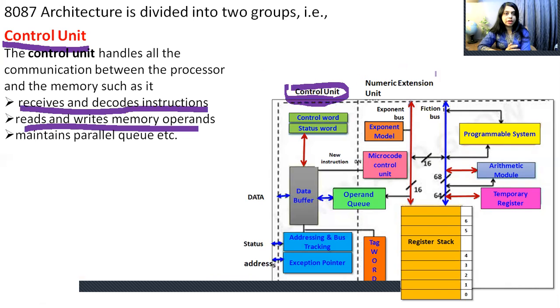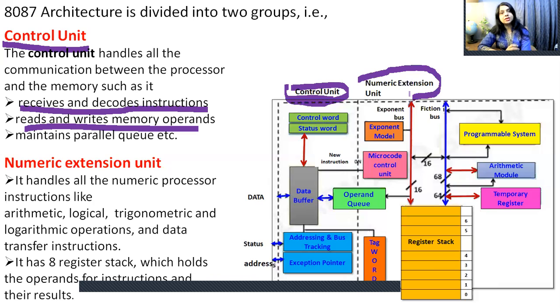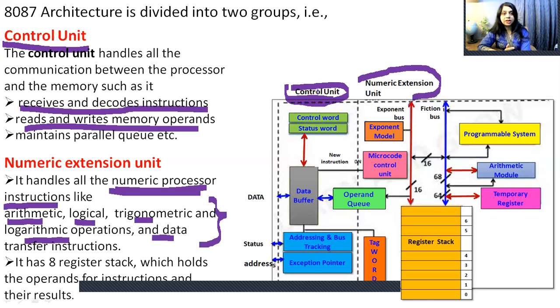The next part of 8087 architecture is the numeric execution unit. You can see here, this is the numeric execution unit. What this numeric execution unit does is handle all numeric processor instructions. So this numeric execution unit is responsible for execution of numeric processor instructions. Numeric processor instructions means which instructions? The arithmetic instructions like add, subtract, multiply, division, trigonometric instructions like sine, cos, tan, logarithmic operations like log, and data transfer instructions. The execution of all these types of instructions is done in the numeric execution unit.